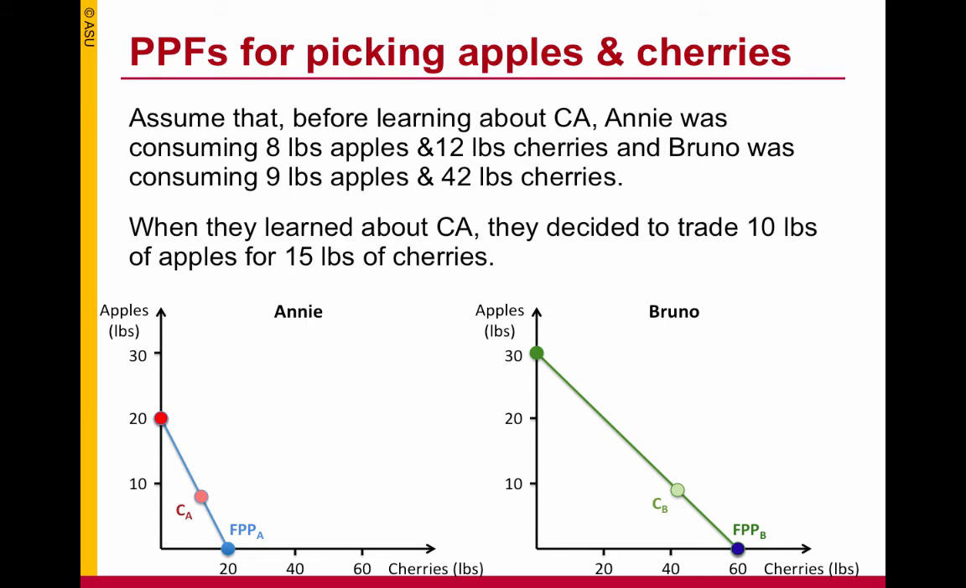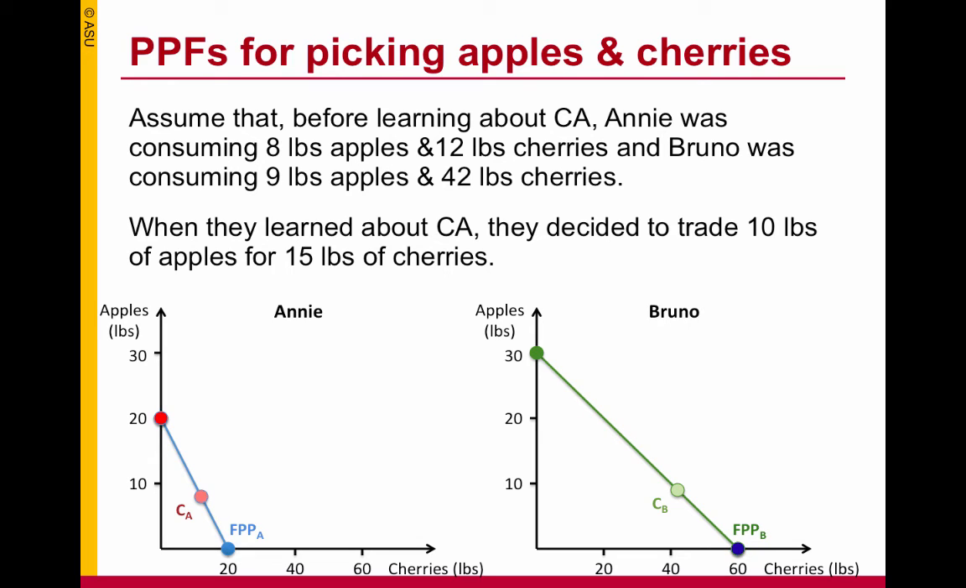Assume now that Annie and Bruno decided to trade 10 pounds of apples for 15 pounds of cherries. I don't really need to tell you who picks each fruit because we know that from their pattern of comparative advantage. This pattern of trade is a feasible one, and it makes sense.